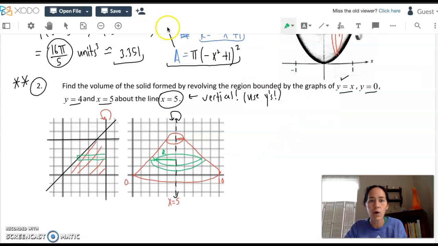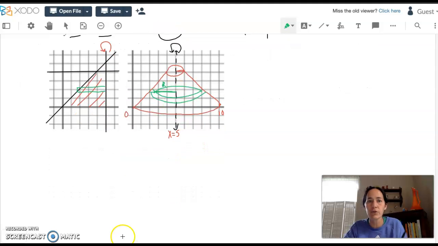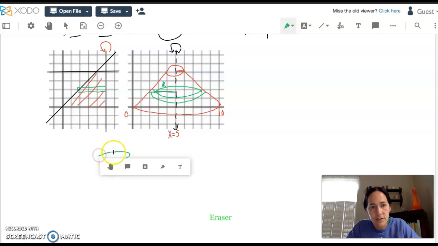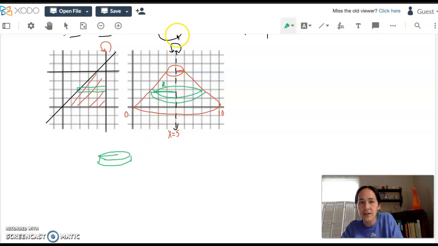We would want to see a cross-section and come up with a good expression for the radius of that cross-section. So your disk is going to be something like this. And then last time for the radius, we used top function minus bottom function. Same idea here, but I want to use right function minus left function. Your radius coming out from that center line, and that's what's always a little bit harder to picture here.